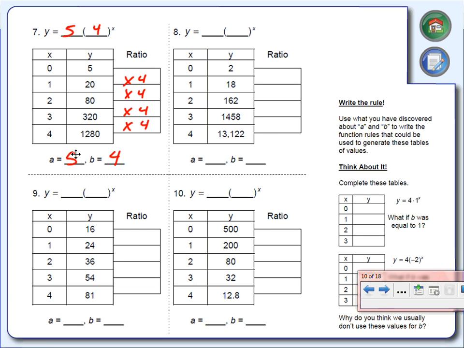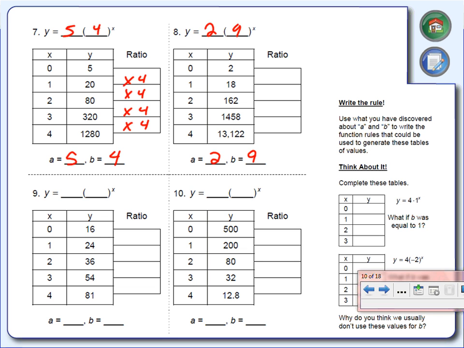All right, let's see what you guys came up with. A, what's our starting value? 2. It's what we see next to 0. That's the first part of the equation. Now we need B, the ratio. What is it that we're multiplying by this time? 9. So B is 9, which means our equation should be y equals 2 times 9 to the x power.